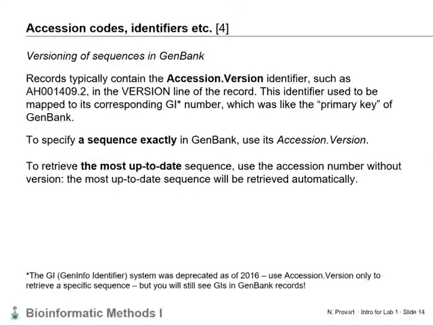So the gene info identifier system, the GI system, was deprecated by GenBank in 2016. You used to be able to retrieve a specific sequence record using a specific GI number, but now you just use the accession.version only to retrieve a specific sequence. I'm just telling you about GIs because you do still see them in GenBank records.